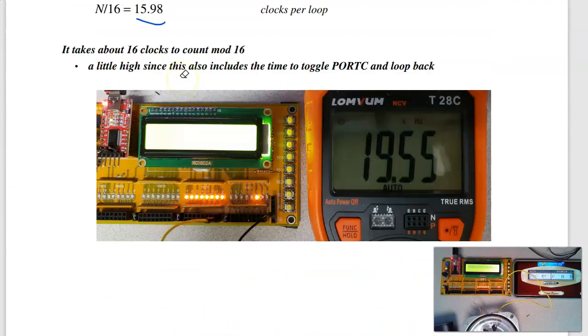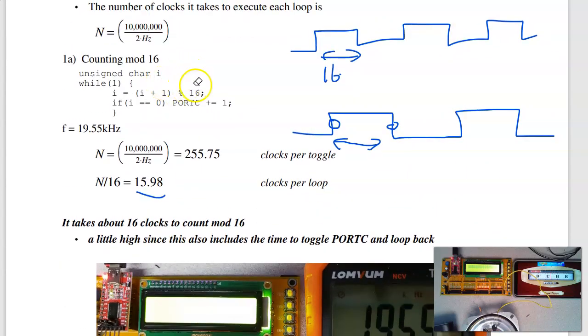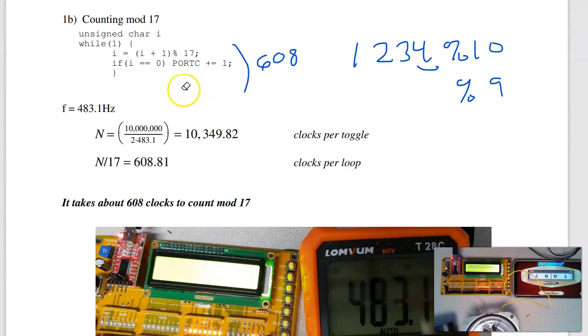Mod 16 is easy. Divide by 16 is a shift. Divide by 17 is hard. That's actually a divide. And that's why you go from 16 clocks to 608.